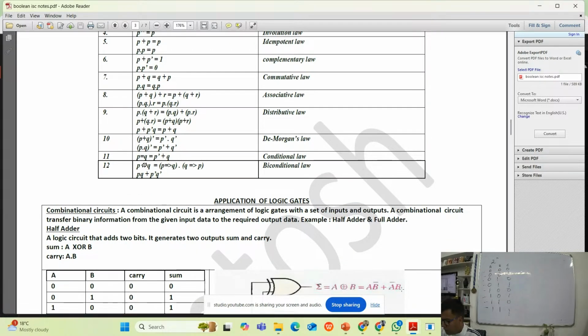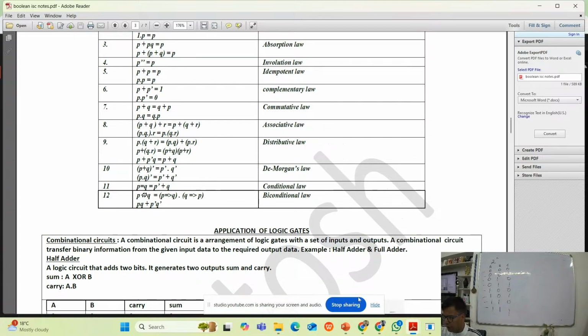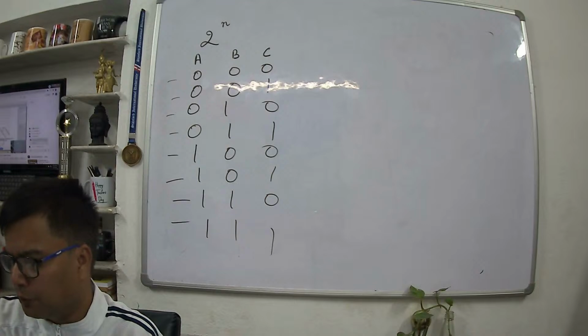And the biconditional, that we have done already. So this one is clear. Now one thing, if we talk about De Morgan's theorem and again the duality theorem, I will just use the whiteboard now.